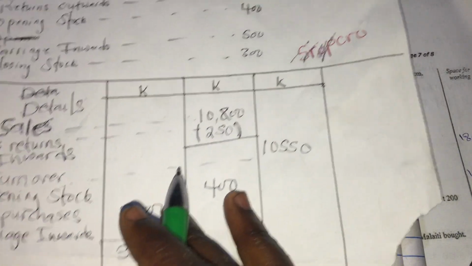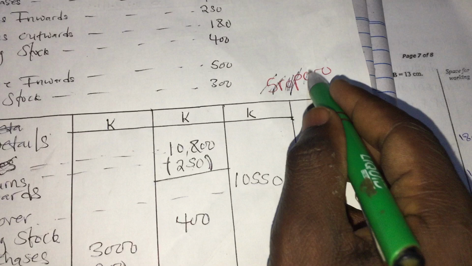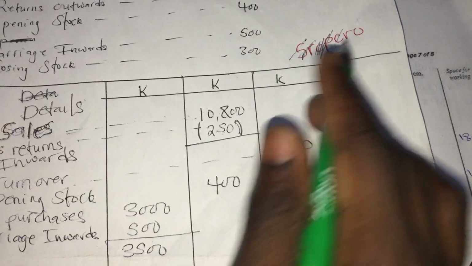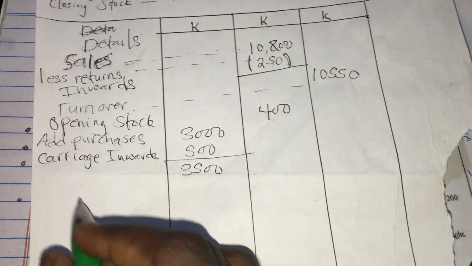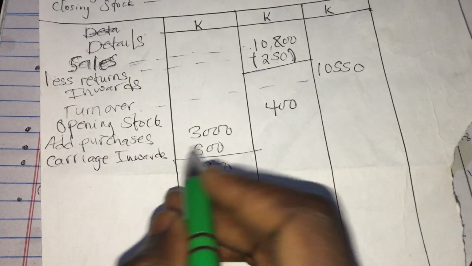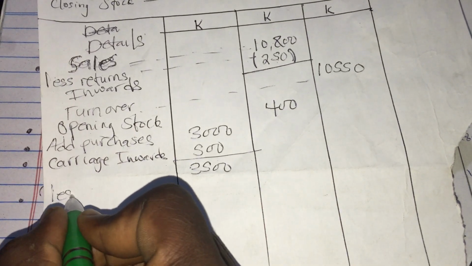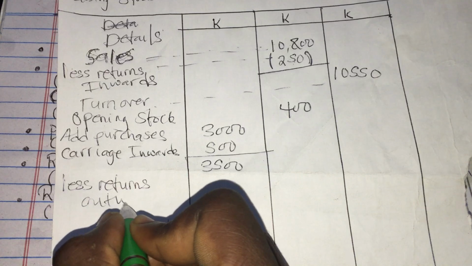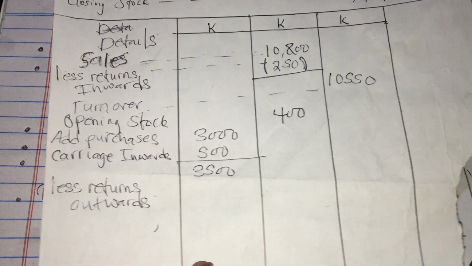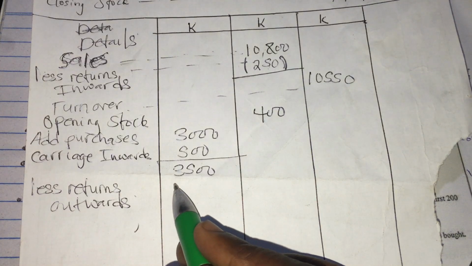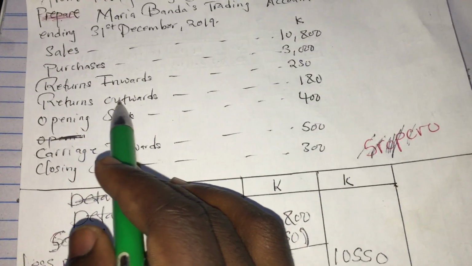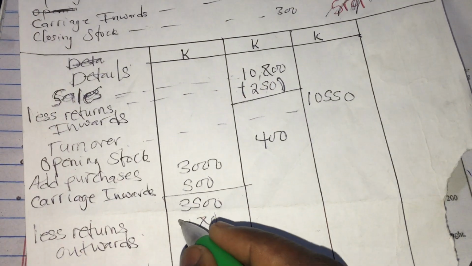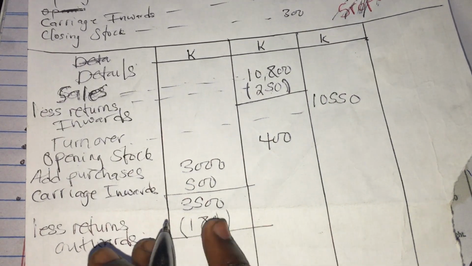Then now we are going to go to our swap row. We cancel C. Then we are going to remain with RO, which means returns outwards. Remember, anything which deals with returns we subtract. So we are going to write less returns outwards. Returns outwards, it's 180. So 180 here. Then we indicate brackets. This simply means that we are subtracting.